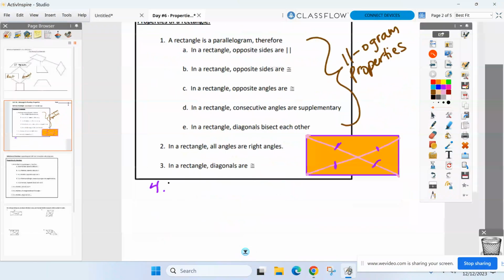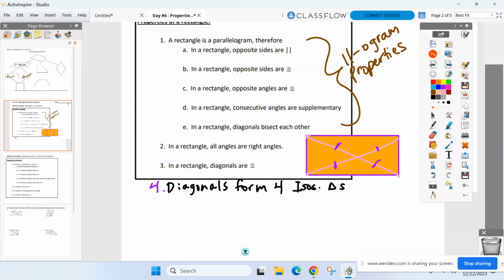the diagonals form 4, what do I have up here? What type of triangles? Isosceles triangles. The diagonals form 4 isosceles triangles in a rectangle.